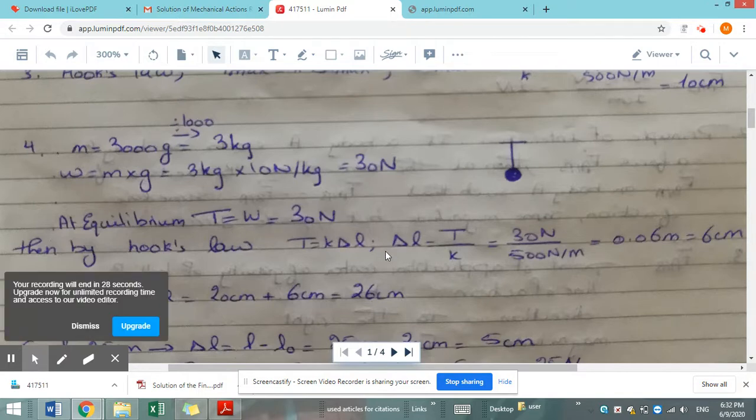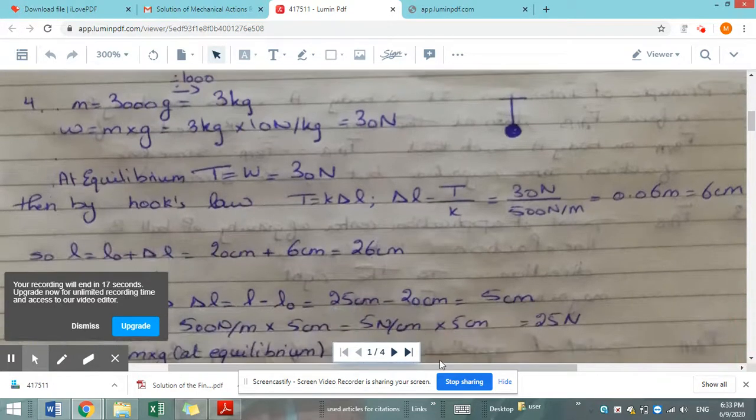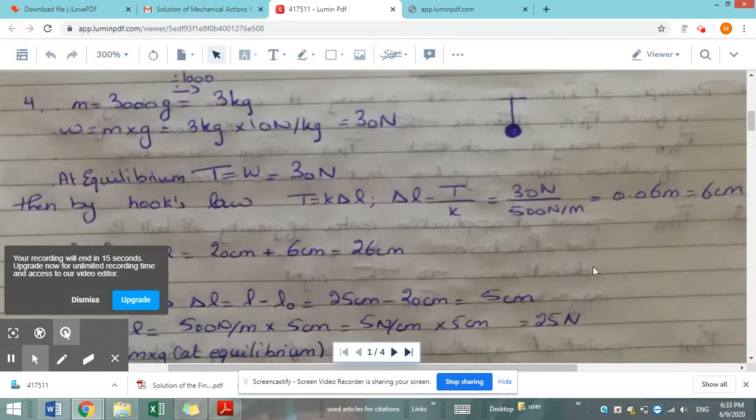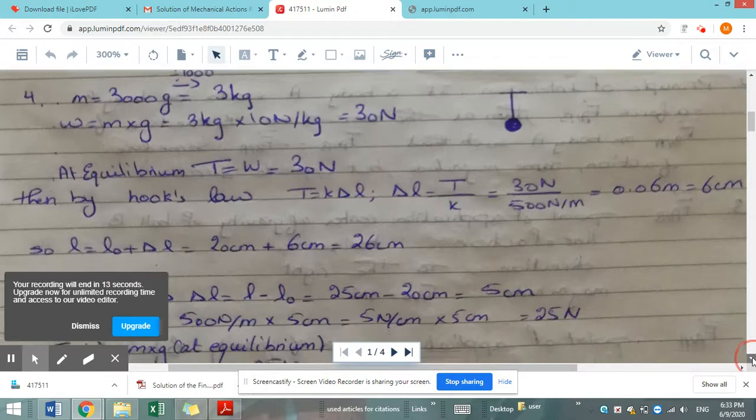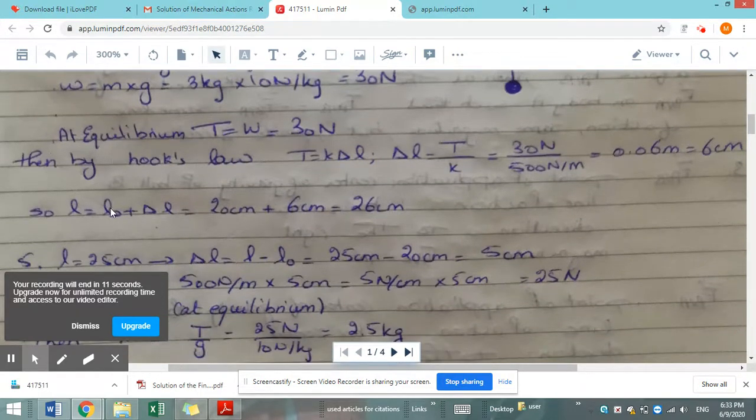So applying Hooke's law, we can find delta L, T over K using K that was calculated previously. And the answer is 0.06 meter. We converted then to centimeter, which becomes 6. Then in order to find the new length, in this case, L0 plus delta L, 20 centimeter plus 6 centimeter is 26 centimeter.